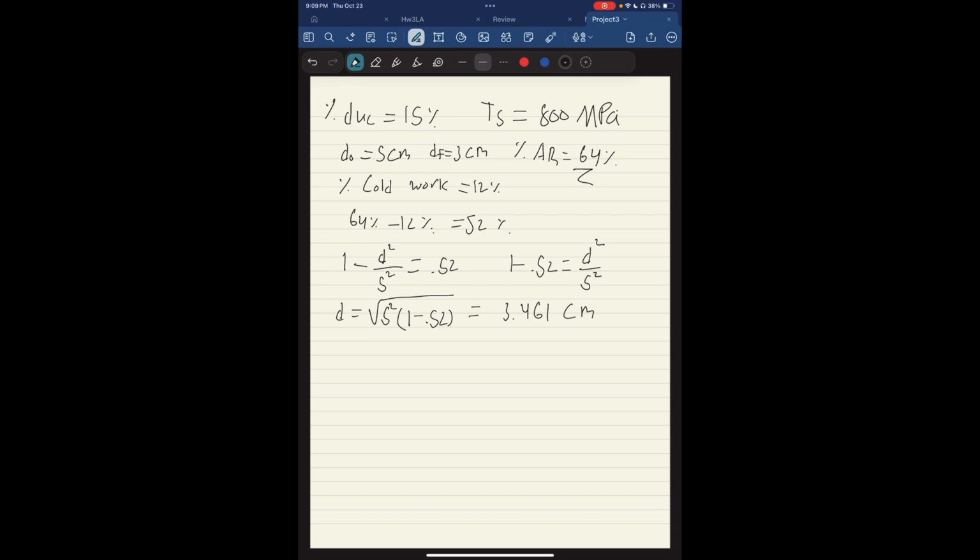So we're going to cold work our sample until this diameter of 3.461 centimeters. Once we're done with our first round of cold working, we're going to anneal the sample to reset any internal changes that we've made along grain boundaries and dislocations, which will end up resetting the ductility and resetting the tensile strength. Then we're able to cold work the last 12%, which is the percent cold work that we want. And after we do that, we end up with a ductility of 15% and maximum tensile strength of 800 megapascals.